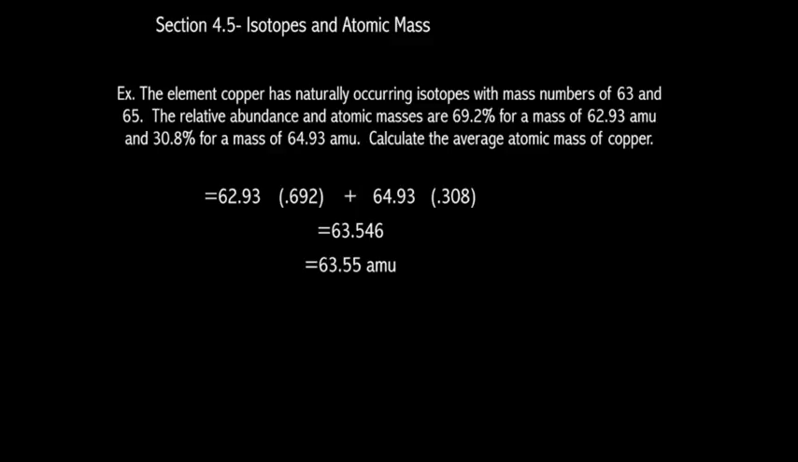So how do you calculate average atomic mass? You take the mass of each isotope and multiply it by its percent abundance, made into a decimal. Then you add those values together, and there is your average atomic mass. And that's it.